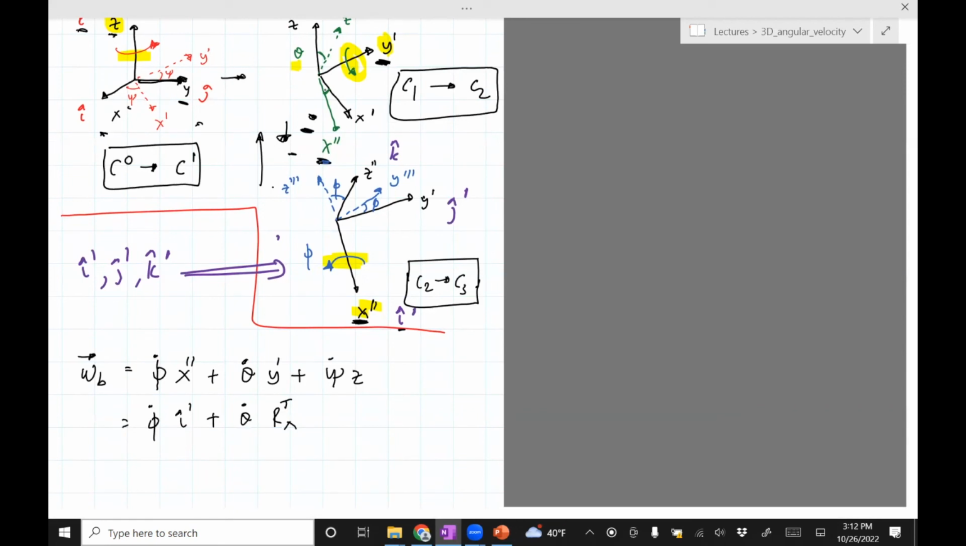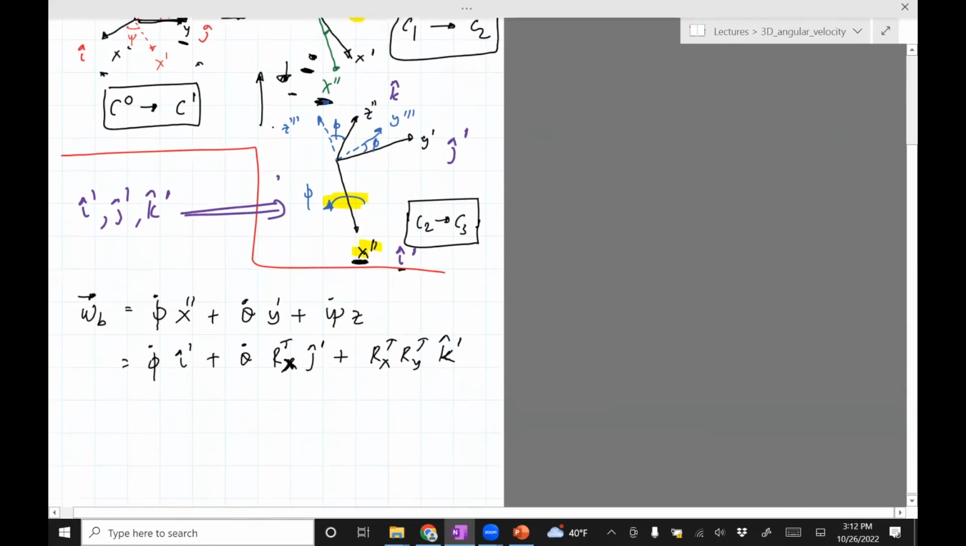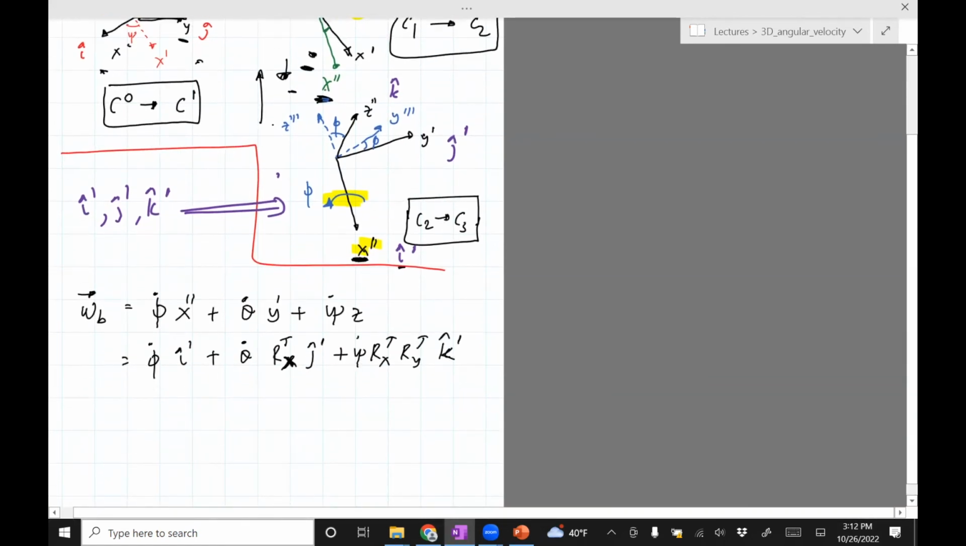If you want to go from here to here, you need to rotate about the x-axis and take the inverse, and that inverse is the transpose. So you'll write Rx transpose times j prime. And then for z it would be two of these, Rx transpose, Ry transpose, times k prime, and this would be psi dot. So omega in the body frame is phi dot i prime plus theta dot Rx transpose j prime plus psi dot Rx transpose Ry transpose k prime.